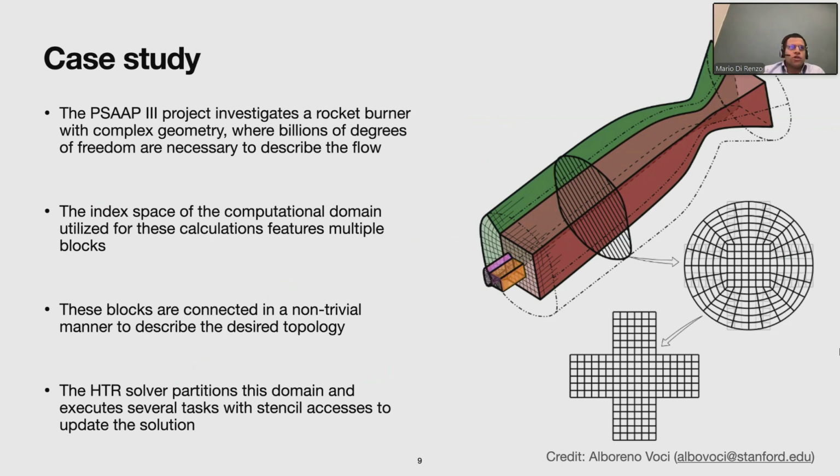If we focus on the geometry of the burner, we need to discretize it using a structure in the space which is composed of multiple blocks. And these blocks are connected in a way that is non-trivial in order to describe the entire topology of the burner. Now, what HTR does is actually to partition this complex index space and execute several tasks that have different stencil access and update the solution of the flow within the burner.